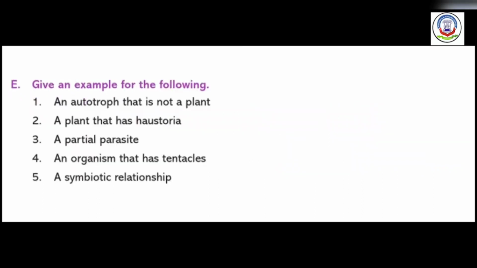Question number E. Give an example for the following. Number 1. An autotroph that is not a plant. Answer is bacteria. Number 2. A plant that has haustoria. Answer is Cuscuta. Number 3. A partial parasite. Answer is Mistletoe. Number 4. An organism that has tentacles. Answer is Sundew. Number 5. A symbiotic relationship. Answer is Lichen.